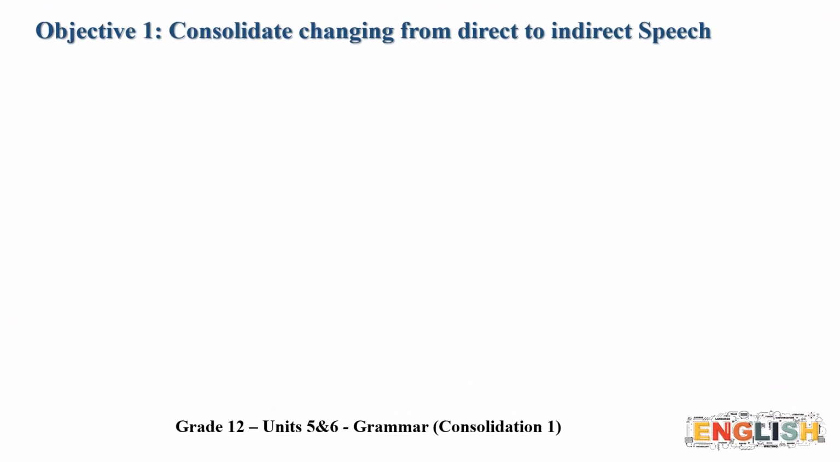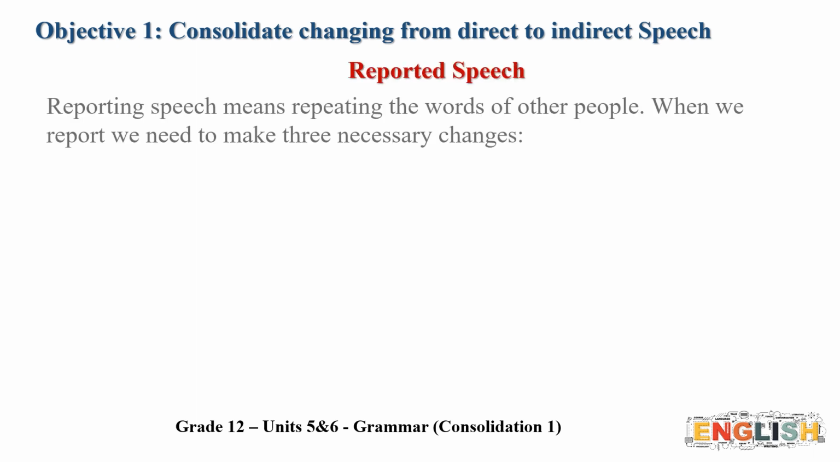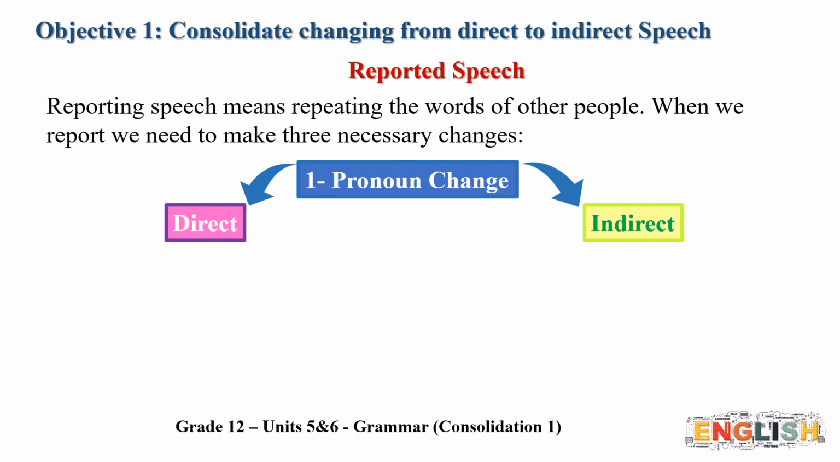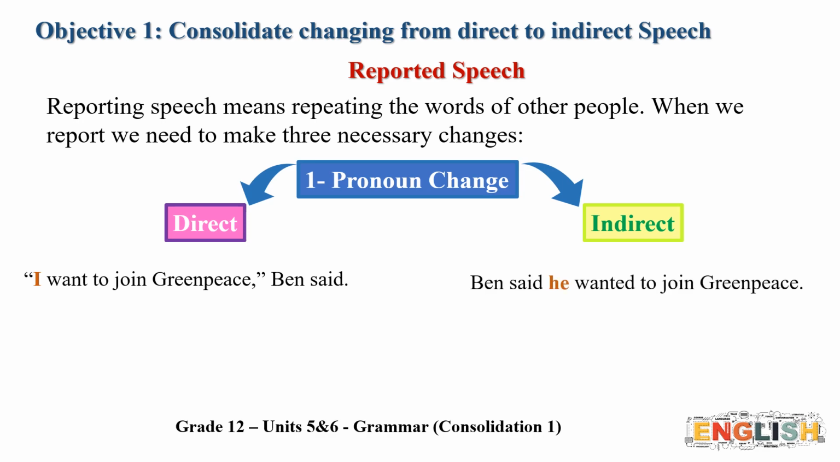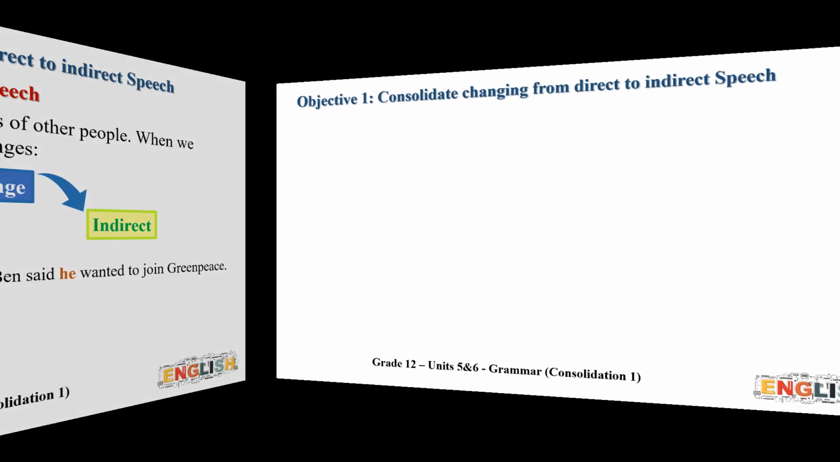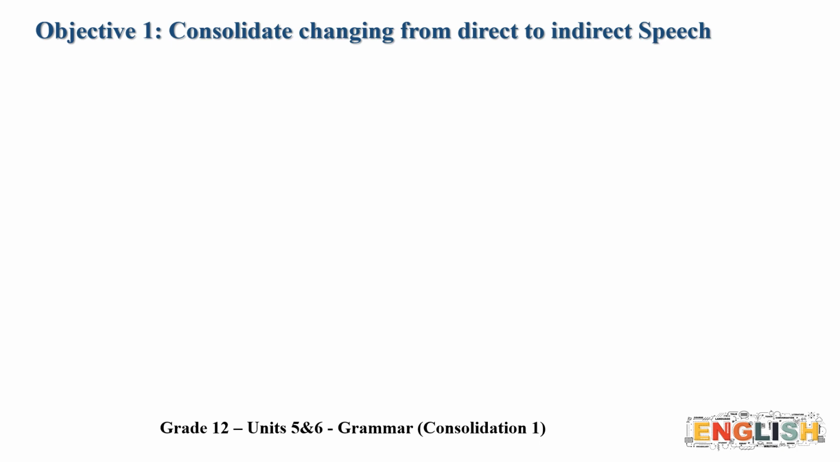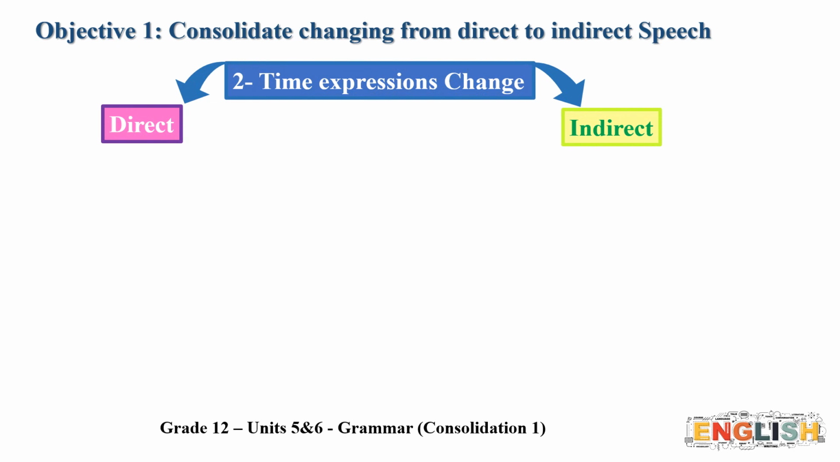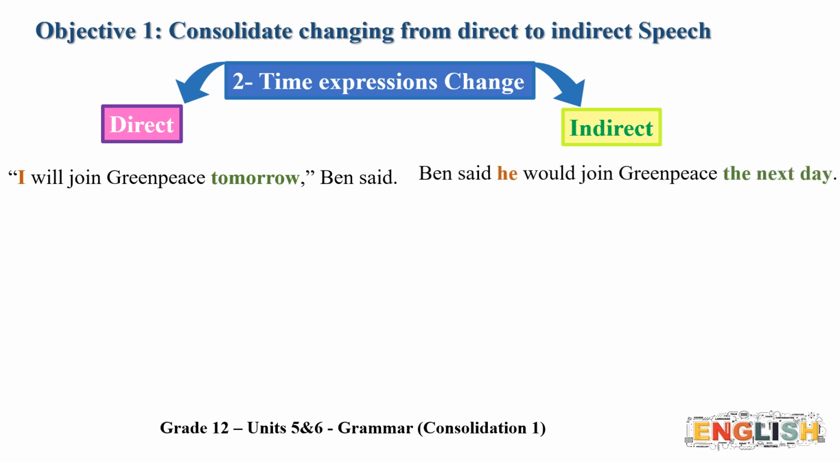So let's get started with our first grammar point, which is reported speech. When we report the words of other people, we need to make 3 necessary changes. The first change is pronoun change. As you see in the example below, the pronoun I changes into the pronoun he. The second change is changing some time expressions. For example, tomorrow in the direct speech here changes to the next day in the indirect or reported speech.